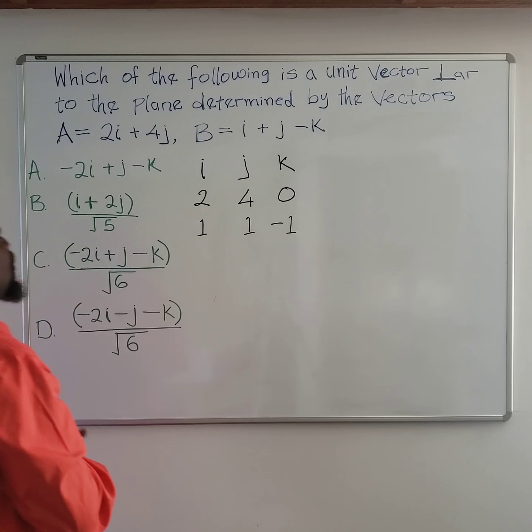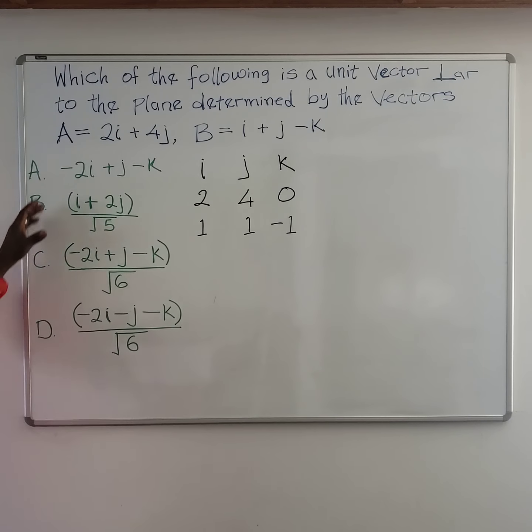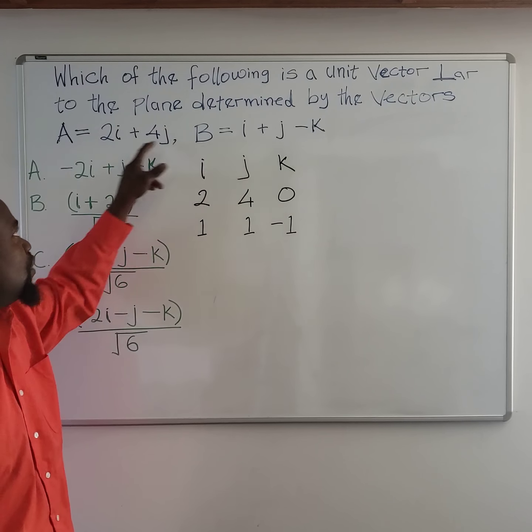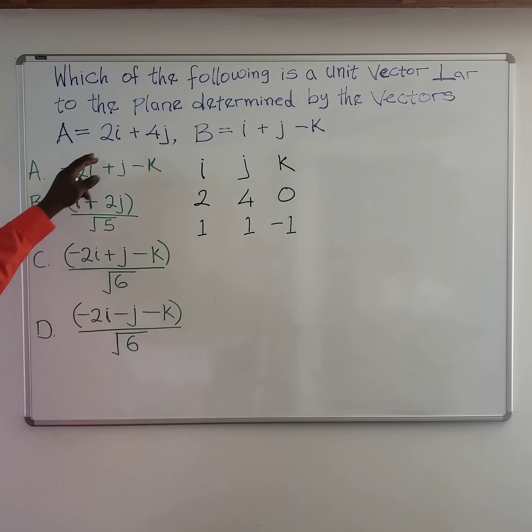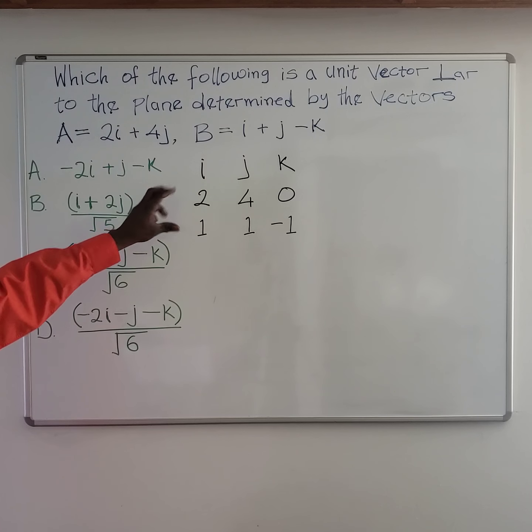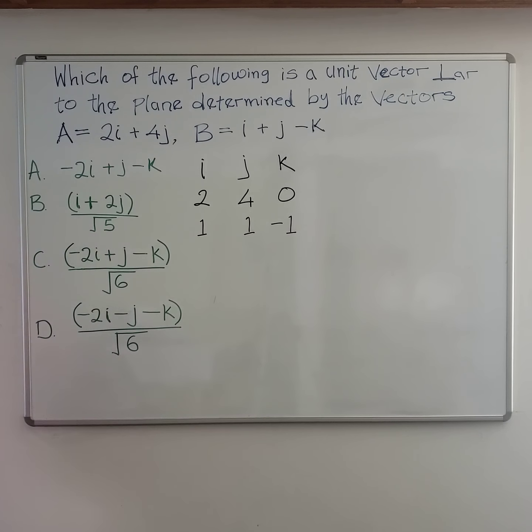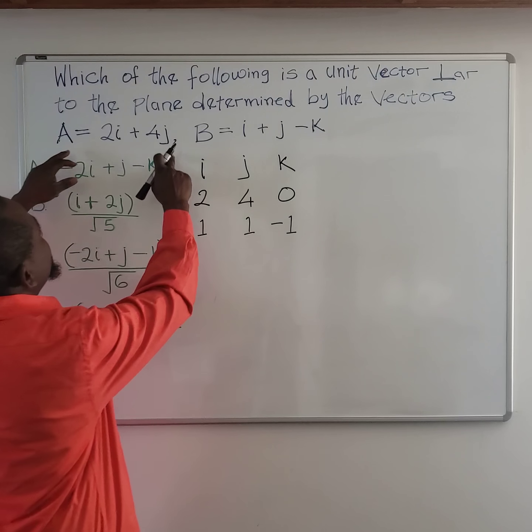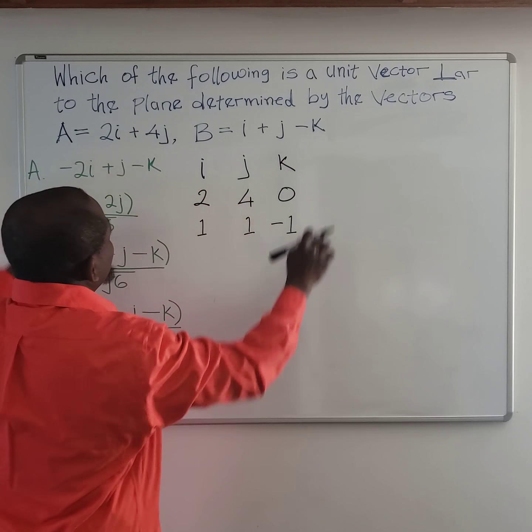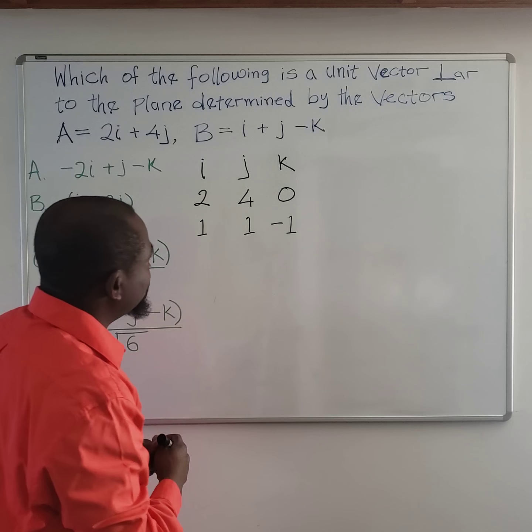All right. So to solve this problem, you are going to do a cross product of the two given vectors, and then when you find the cross product, you are going to find the magnitude of the cross product, and then you are going to divide the cross product by the magnitude, and so that will give you the unit vector that is perpendicular to the plane determined by these two vectors. So let's do the cross product first.